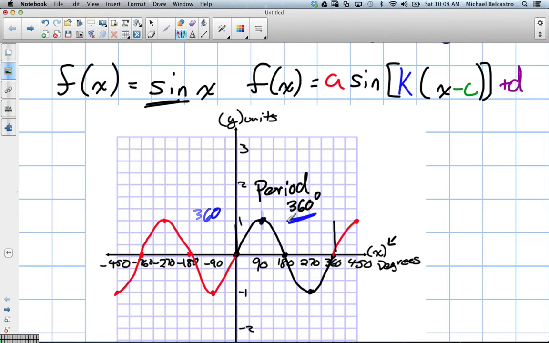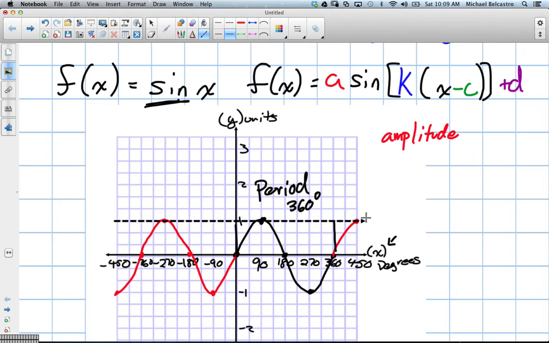There's a couple other things they're going to talk to you about. Amplitude is one of them. Have you guys talked about that? Amplitude has to do with, let's get some dotted lines across here, how high our peaks and our troughs are. So first of all, we have a max value, and our max value here is 1. It hits the max every 360 degrees. And our minimum value is negative 1.